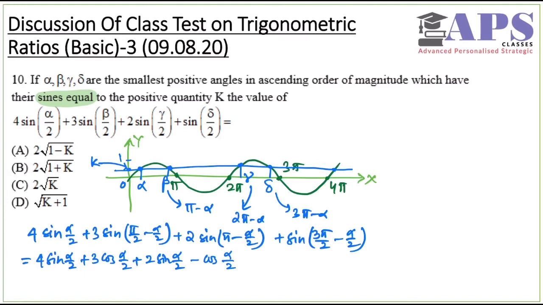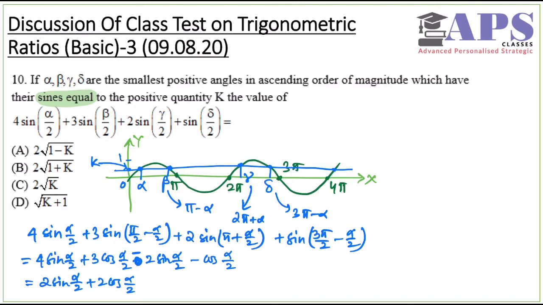Okay, 1 minute, there is a mistake. This gamma should be 2 pi plus alpha. 2 pi plus alpha should be pi plus alpha by 2. So this should be minus 2 sine alpha by 2. So now I am having 2 sine alpha by 2 and I am having 2 cos alpha by 2. This value you have to find, right?